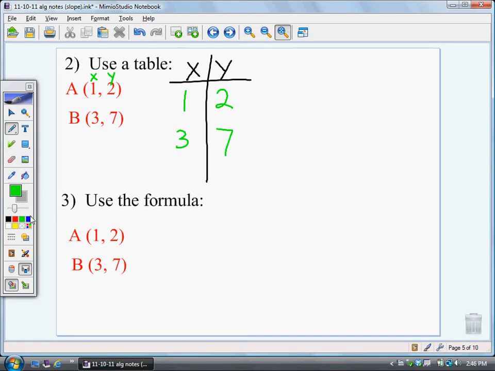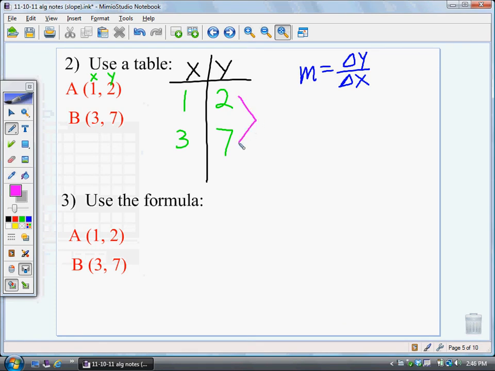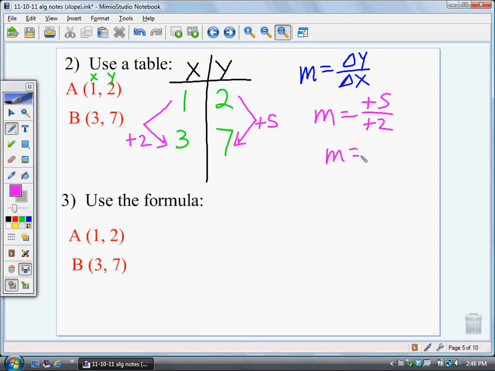Okay, and now, remember, the slope we said was the change in Y over the change in X. Well, we just go through and we find what those changes are. Y was 2 and it's now 7, that's up 5. X was 1 and it's now 3, that's up 2. And so our slope is +5 over +2, and we get that same 5/2.